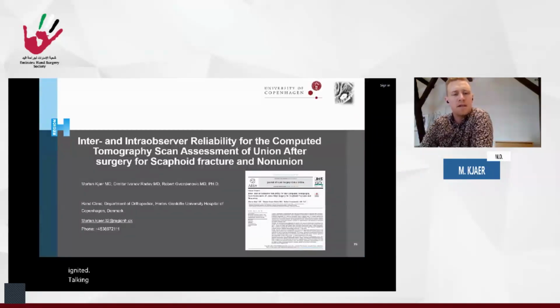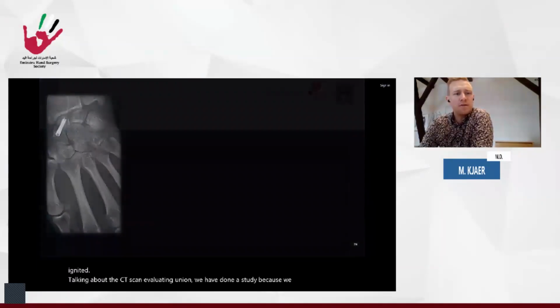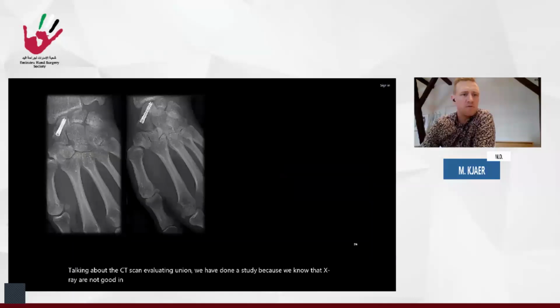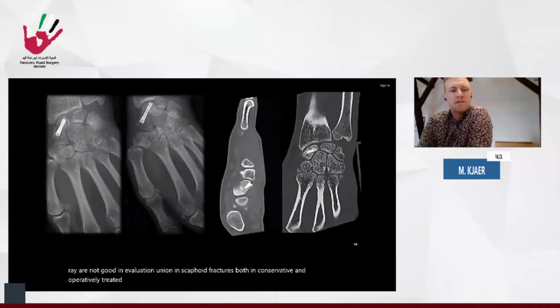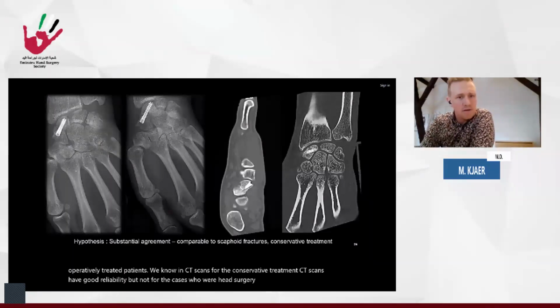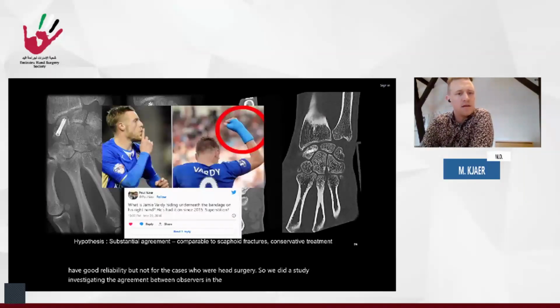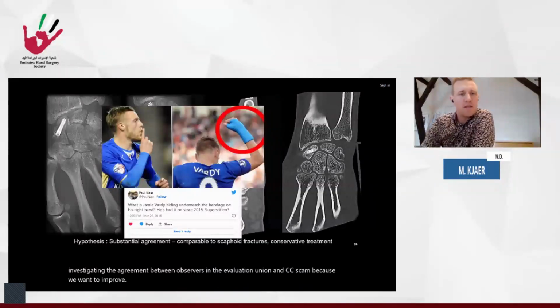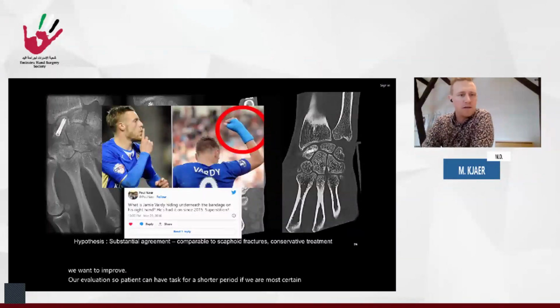Talking about the CT scan evaluating union, we have done a study because we know that X-rays are not good in evaluating union in scaphoid fractures, both in conservatively and operatively treated patients. We know CT scans have good reliability for conservative treatment, but not for the cases who had surgery. So we did a study investigating the agreement between observers in evaluating union on CT scan, because we want to improve our evaluation so patients can have a cast for a shorter period if we are more certain that the fracture or non-union has united.